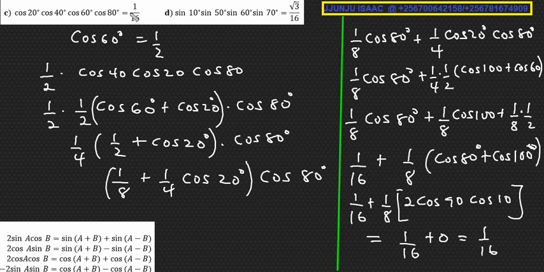And that is what we've been struggling to get. So that is how we do such numbers. So please keep practicing. The things will be easy. So now let us do part D.